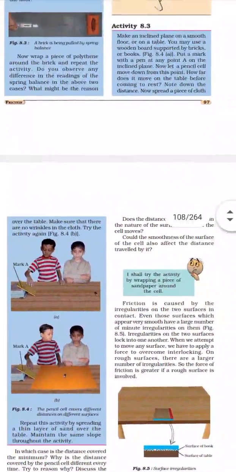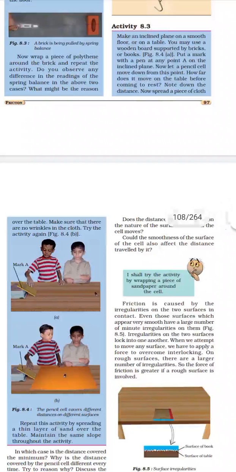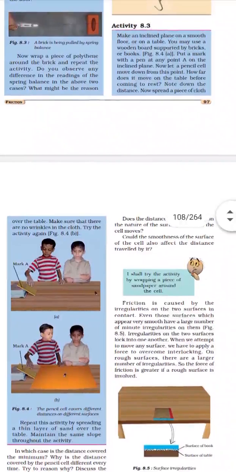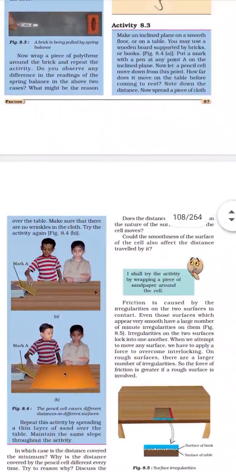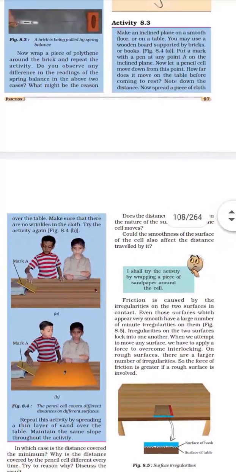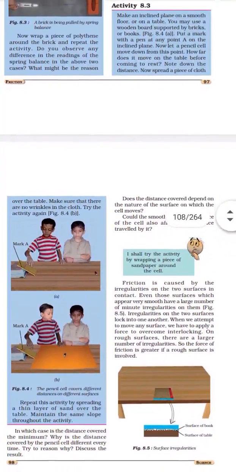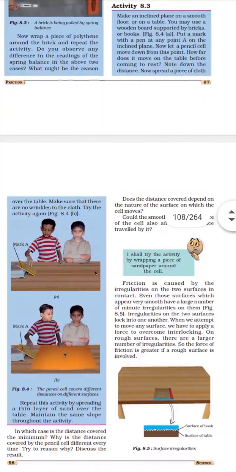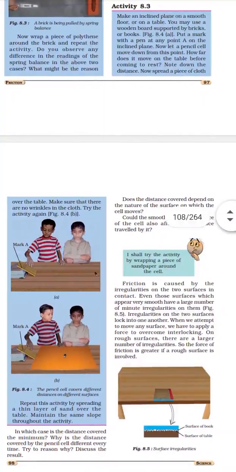Activity: make an inclined plane on the floor. You may use a wooden board. Put a mark with the pen at point A on the inclined plane. Let the pencil cell move down from this point. How far does it move on the table before coming to rest? Note down the distance. Now spread a cloth over the table. Make sure there are no wrinkles in the cloth. Try the activity again.